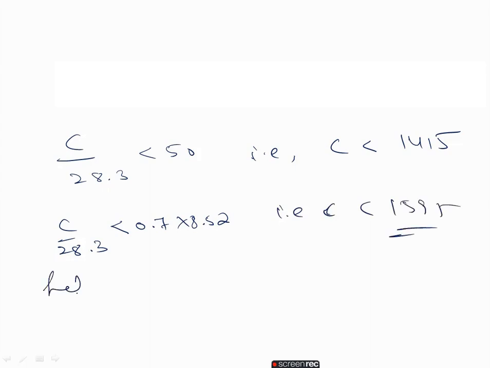Now let us select whichever is less. So here C is 1415. But sometimes, even if you take this value, at the end you may not get a safe design. That is why I will take around 1200 mm as the C value.